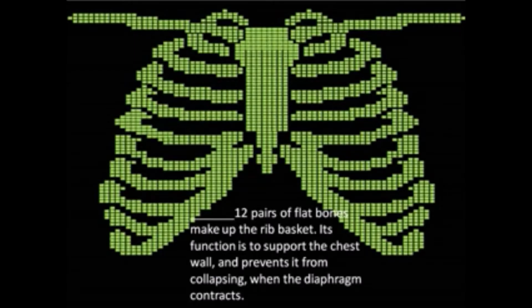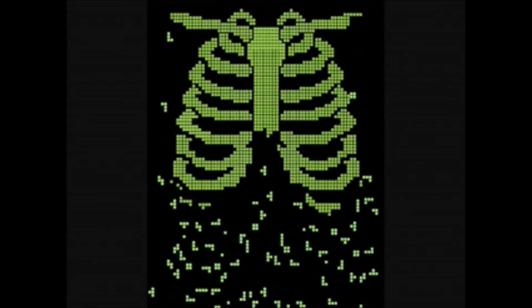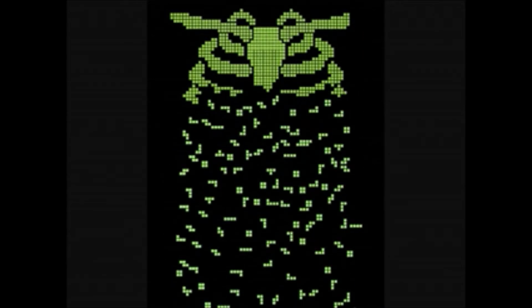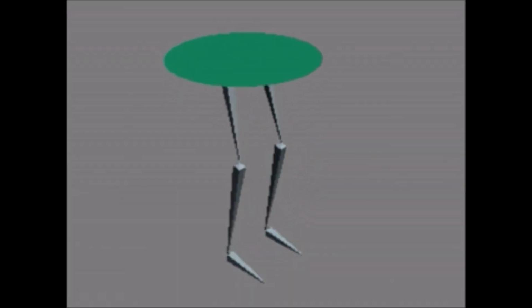Twelve pairs of flat bones make up the rib basket. Its function is to support the chest wall and prevent it from collapsing when the diaphragm contracts. Leg bones.